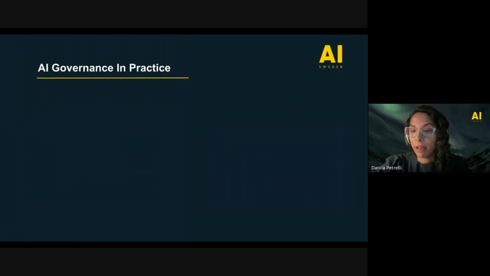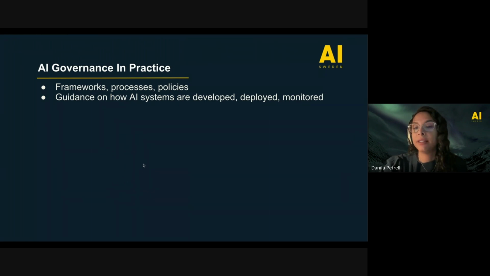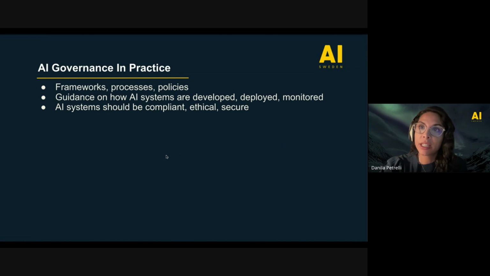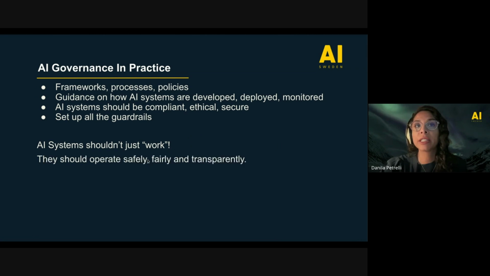Taking one step back, you might be familiar with this, but just to clarify, when we talk about AI governance in practice, we are referring to all the frameworks, the processes, the policies that underlie the way the systems are built. And the purpose is to give guidance on how these systems should be developed, deployed, and also monitored. It also helps you understand that AI systems should be compliant, ethical, secure, and set up the guardrails. To sum it up, AI systems shouldn't just work with AI governance, they should also operate safely, fairly, and transparently.